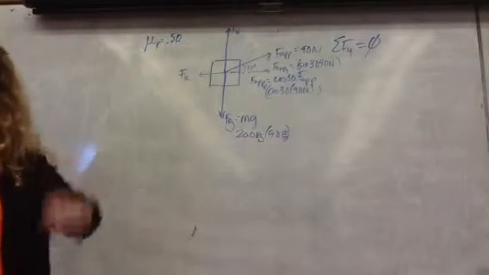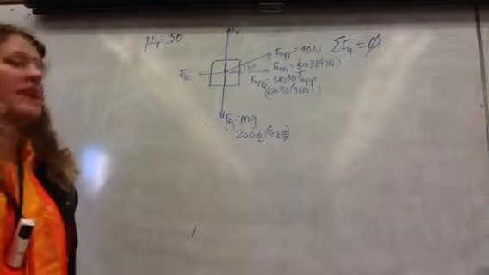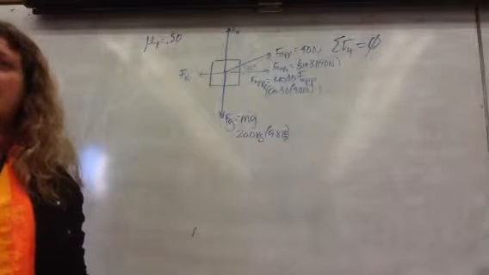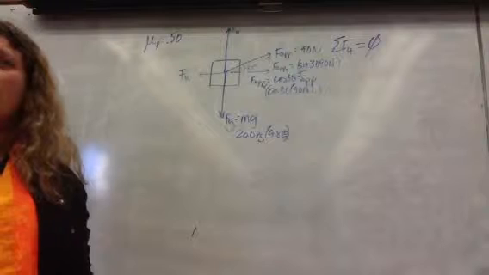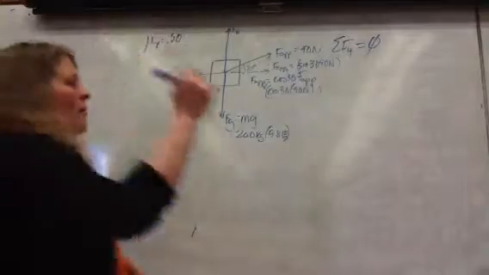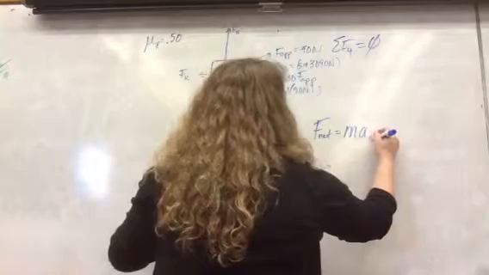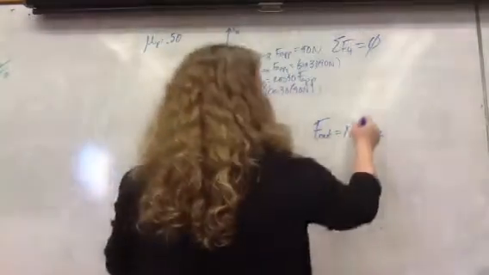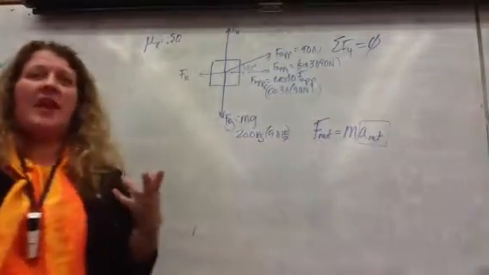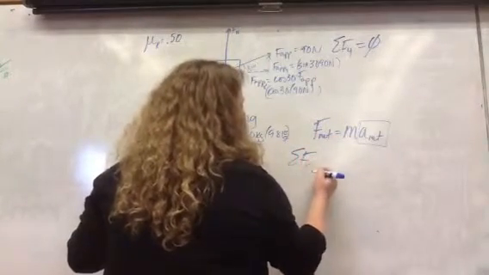Do we have the force of kinetic friction here? No, we're not given that. But we want to know the box's acceleration. If we want to know the box's acceleration, we have to work backwards to net force. Let's set up the overall problem. We have the mass. We need to be able to find the net force. So it's going to be the sum of forces on the x.